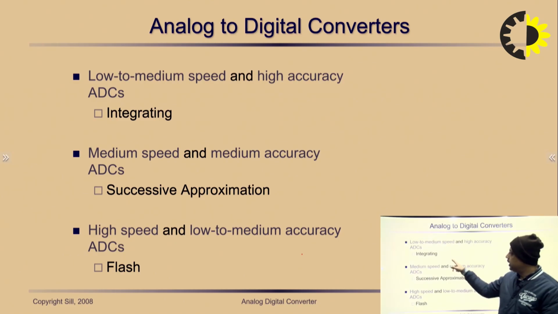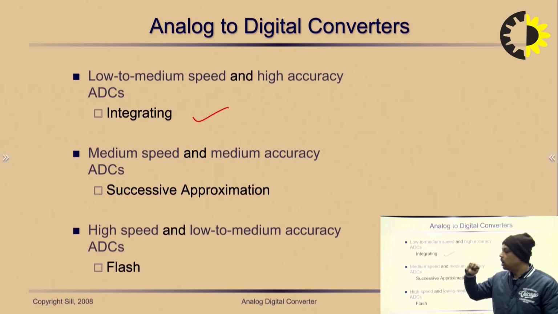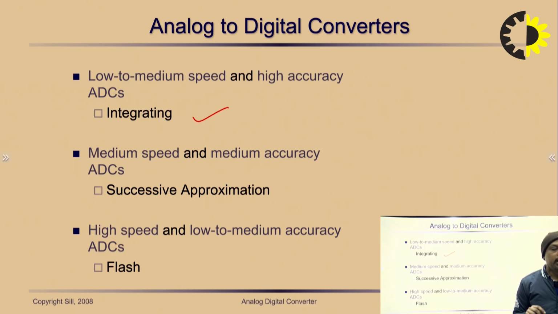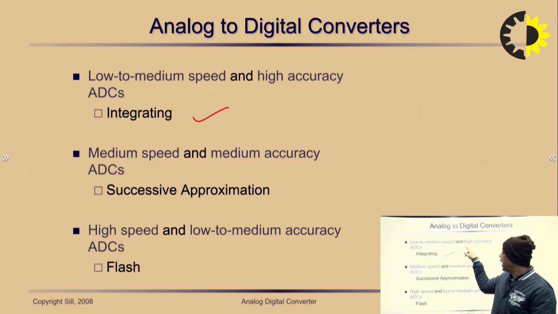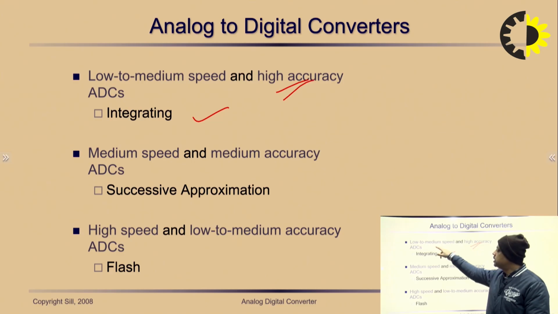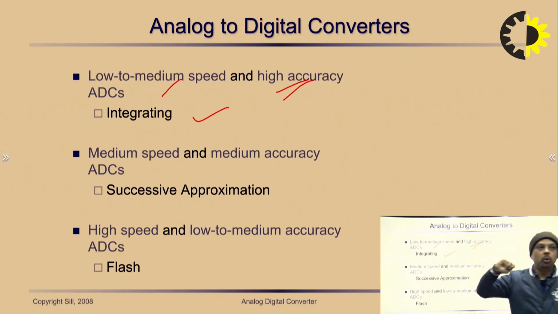The first is the integrating type analog to digital converter. In this category, we have two: a single slope and a dual slope integrating type analog to digital converter. In these converters, the accuracy is very high, but the speed is very slow because it takes multiple 2 to the power n cycles to convert the analog signal into a digital one.